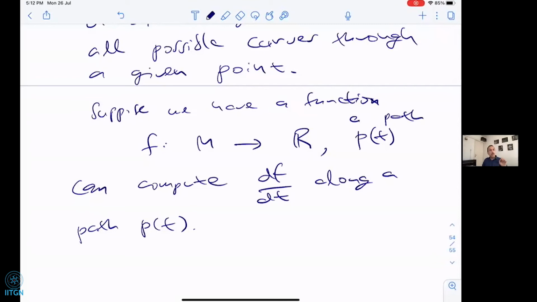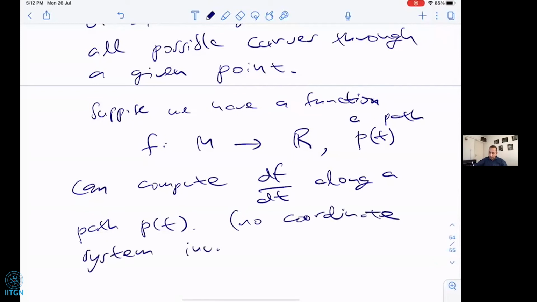Notice that no coordinate system came into this discussion. dF by dt doesn't contain any reference to an x-coordinate system nor a y-coordinate system. It's just a differentiation of a function with respect to a parameter along a path. But it requires more data. It requires a path as well as a function.